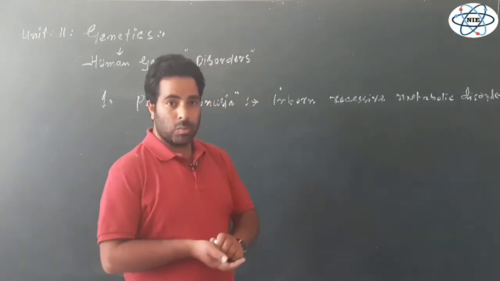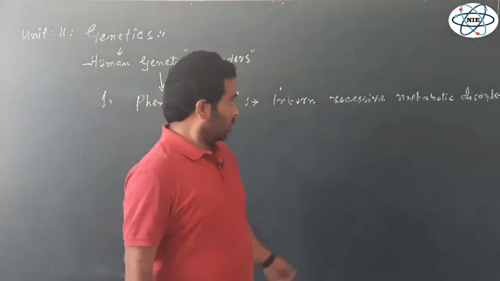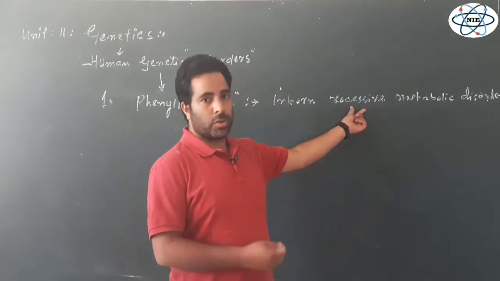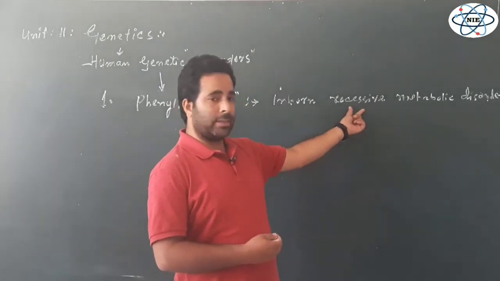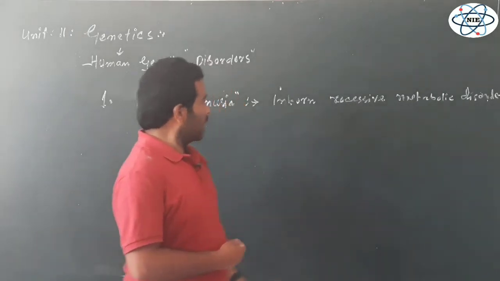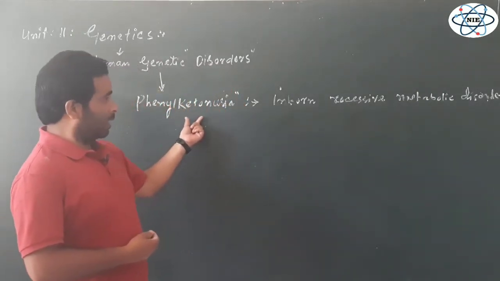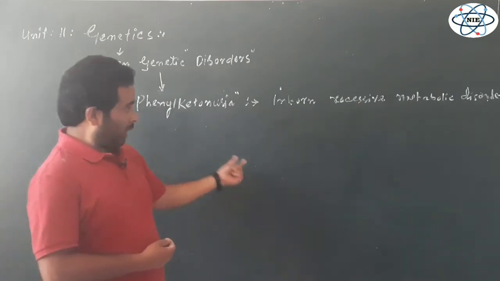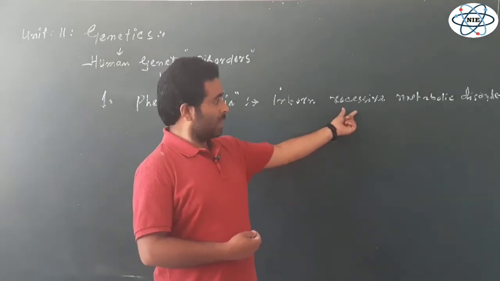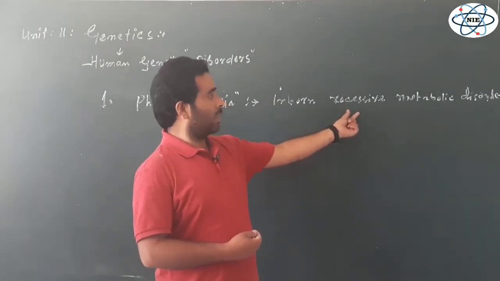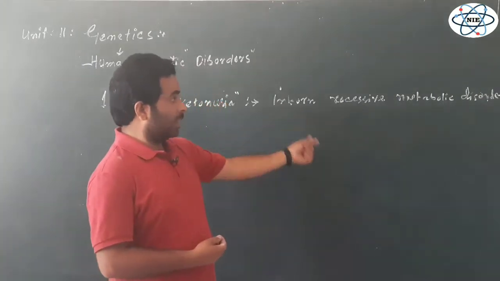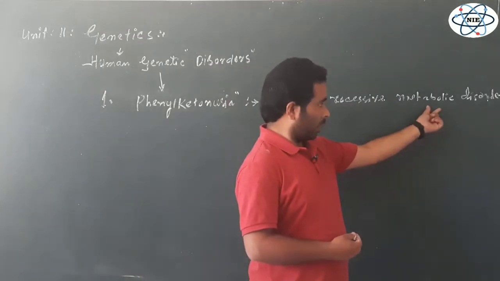And in recessive characters, what we have to understand is that two copies of the gene, two alleles, are required for the expression of the trait. That means this trait exists in the homozygous condition, not in the heterozygous condition. So if an individual is suffering from this disease, phenylketonuria, that individual should be homozygous for this trait, not heterozygous. Because recessive characters show their expression only in the homozygous condition. So it is an inborn, recessive and metabolic disorder. This is one more point.